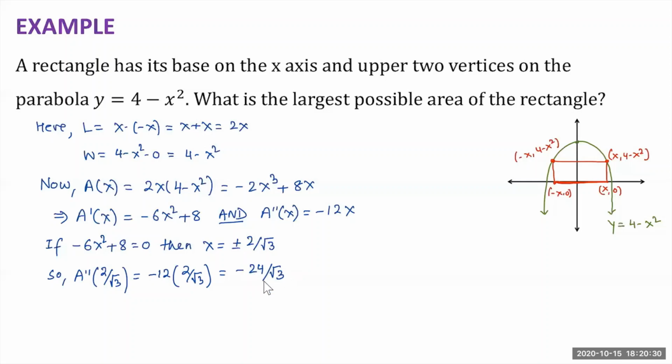Since the second derivative is negative, the function, that is the area, is maximum when x equals 2 over square root of 3. We want the largest area, so we got that. It is when x equals 2 over square root of 3. So we can write: area is maximum when x equals 2 over square root of 3. That is when the area is maximum.